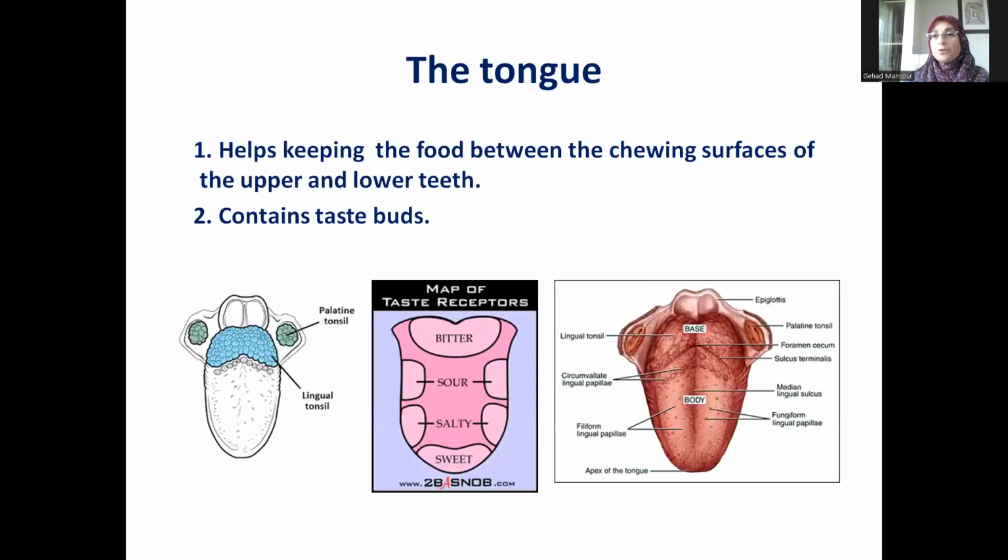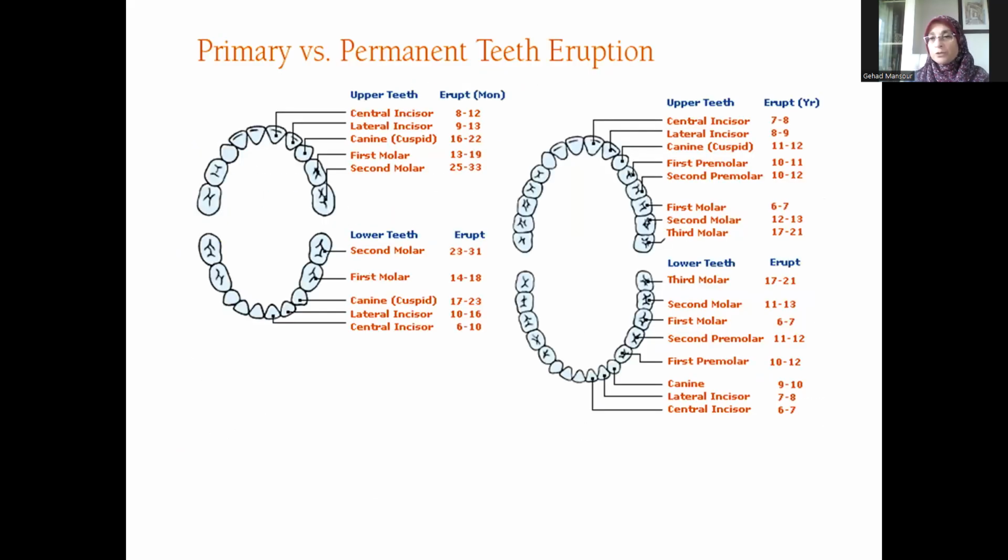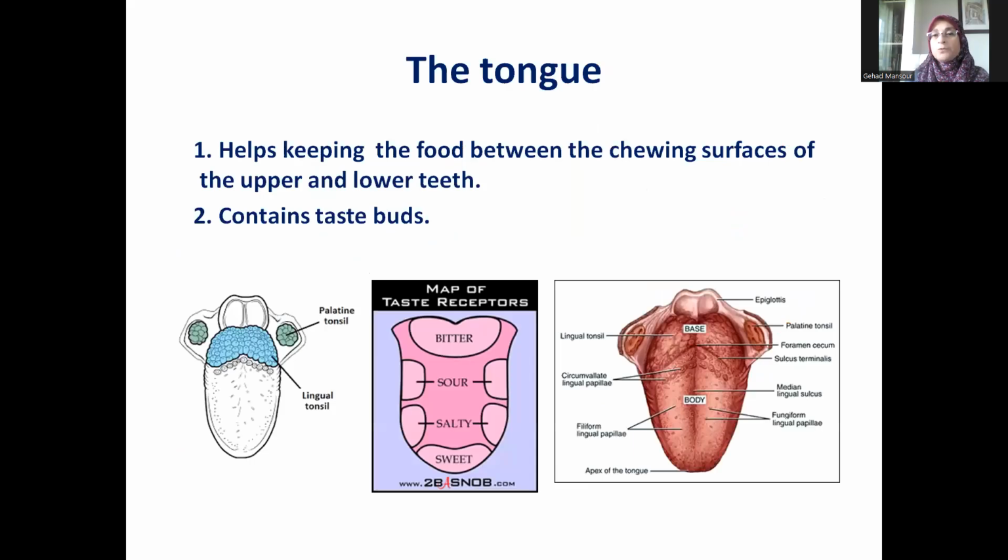You needn't know the timing or the time at which the permanent tooth erupts. And then we come to the tongue. Of course, we have several. I'll remind you of the tissues that are present in the tongue.